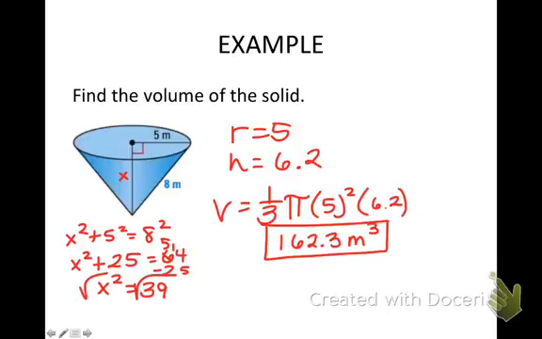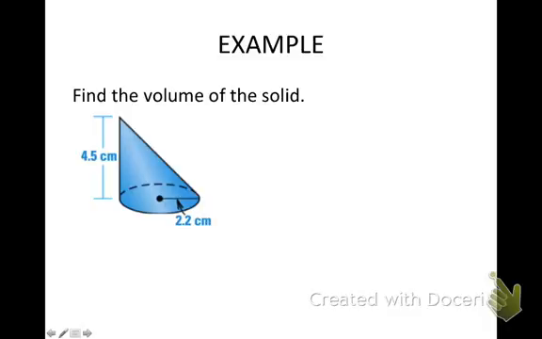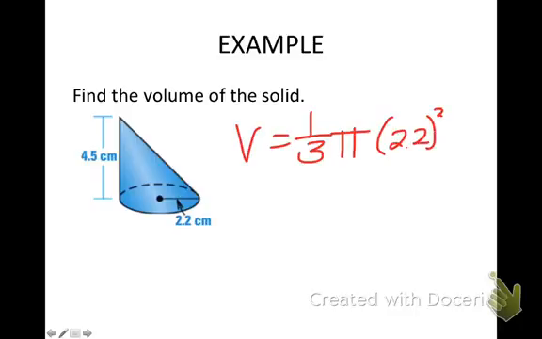All right, let's do the slanted cone. Do we know the radius? Do we know the height? So let's plug it in. Volume equals 1/3 pi times 2.2 squared times 4.5.